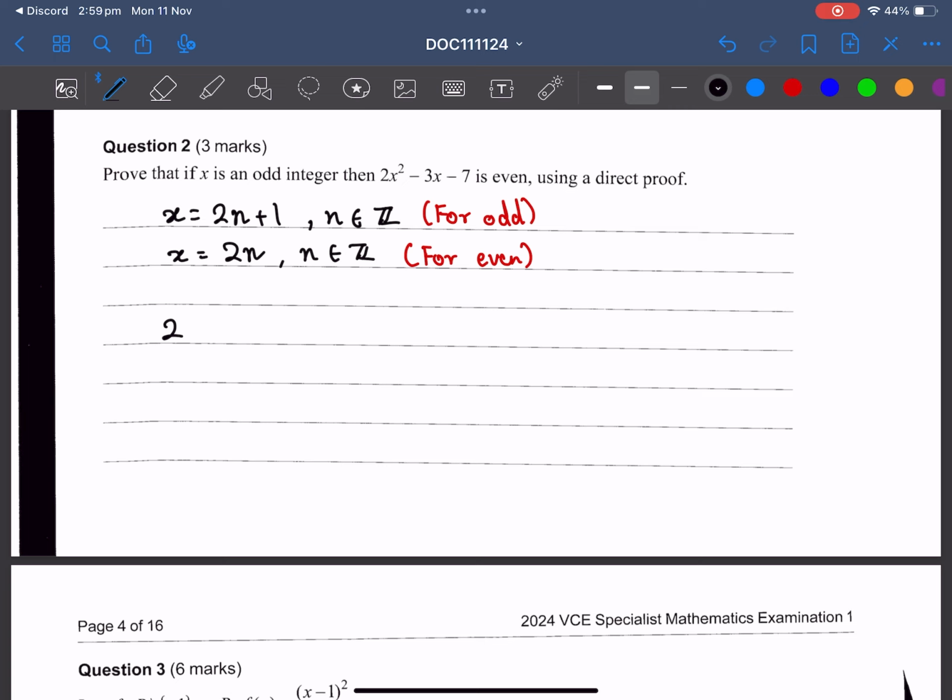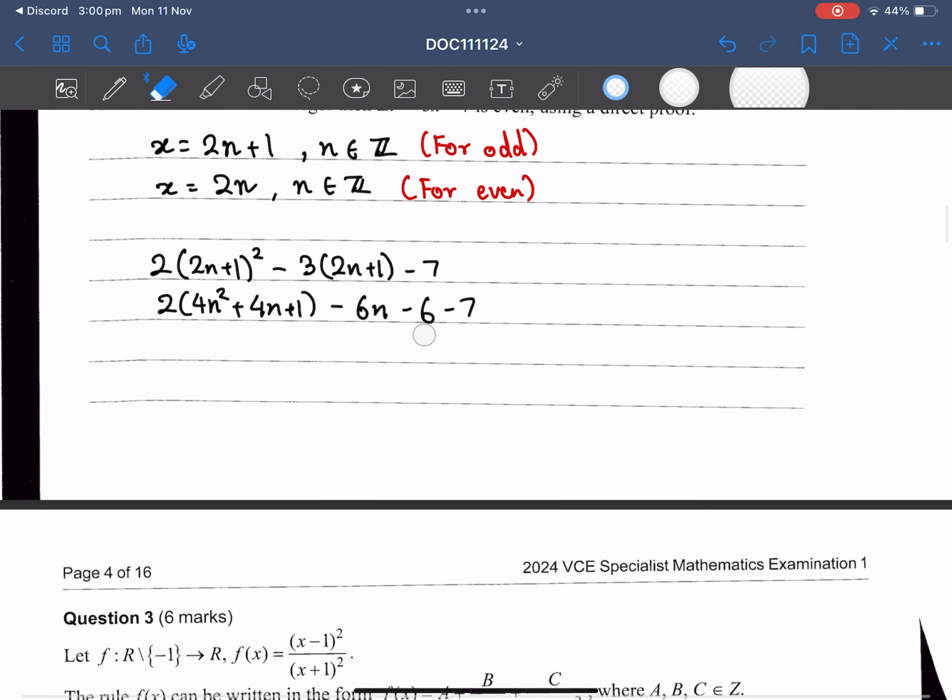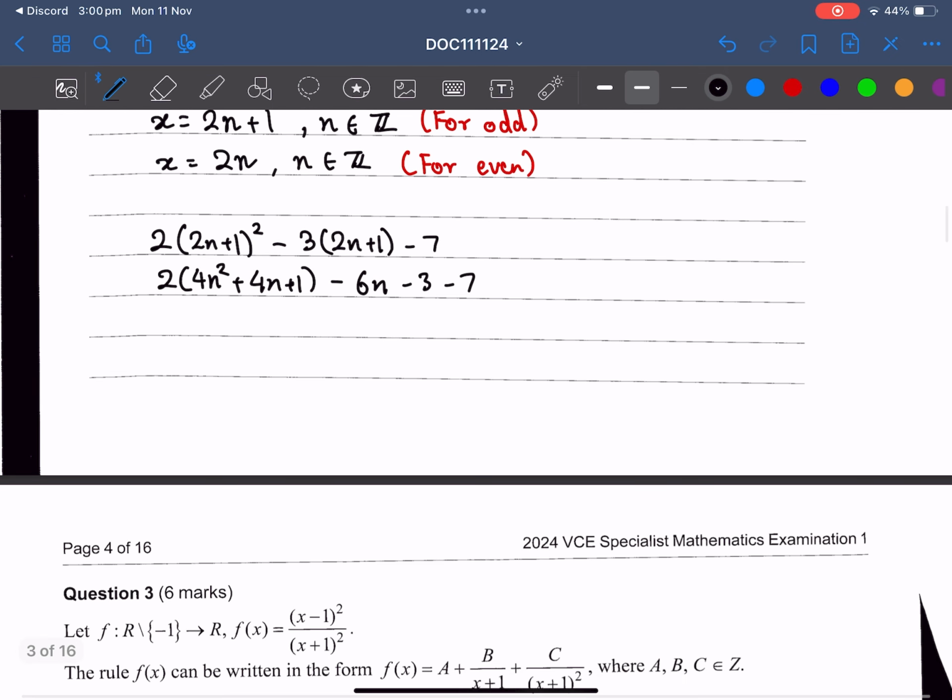Okay, so now we substitute the odd number in here. So (2n plus 1) squared minus 3 times (2n plus 1) minus 7. So 4n squared plus 4n plus 1 minus 6n minus 3, minus 7. So that will be 4n squared plus 4n plus 1 minus 6n minus 10. So we get 4n squared minus 2n minus 9.